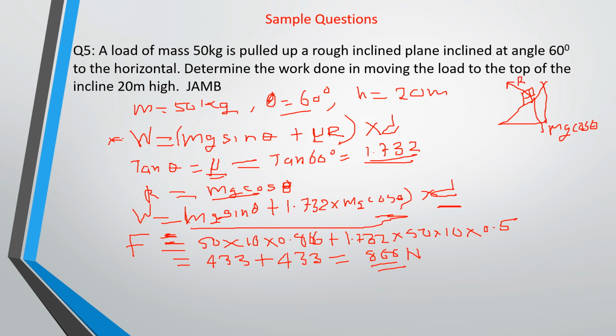Now we said that work is equal to force times distance. But in this particular case, the distance is the length of the plane. Sorry for my drawing, but the distance is the length of the plane. And then this is the height of the plane. Okay, so here you are given theta.